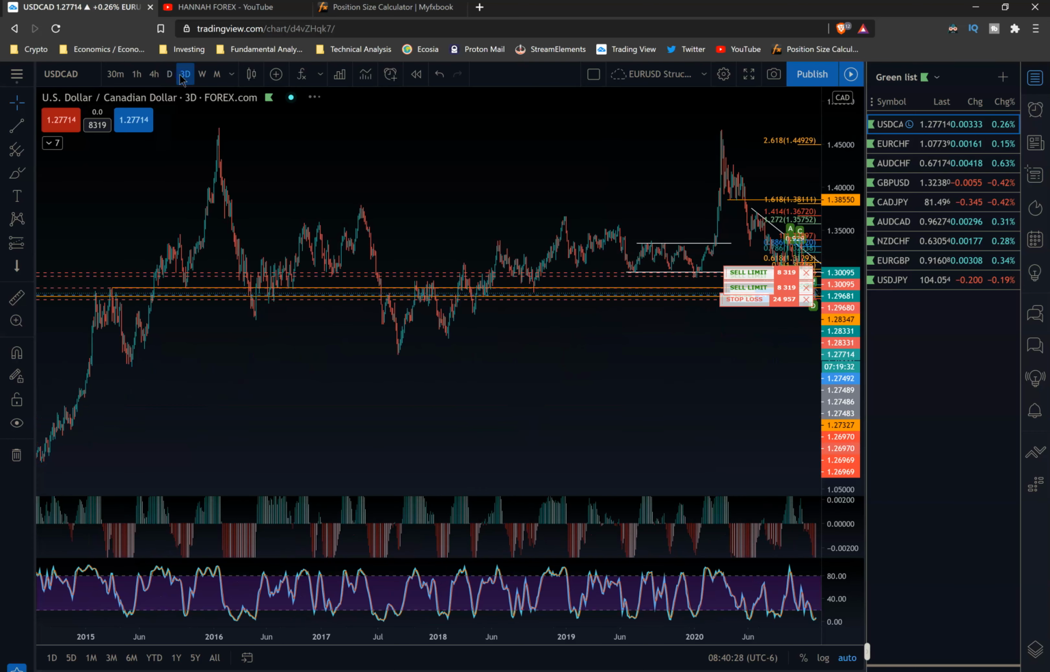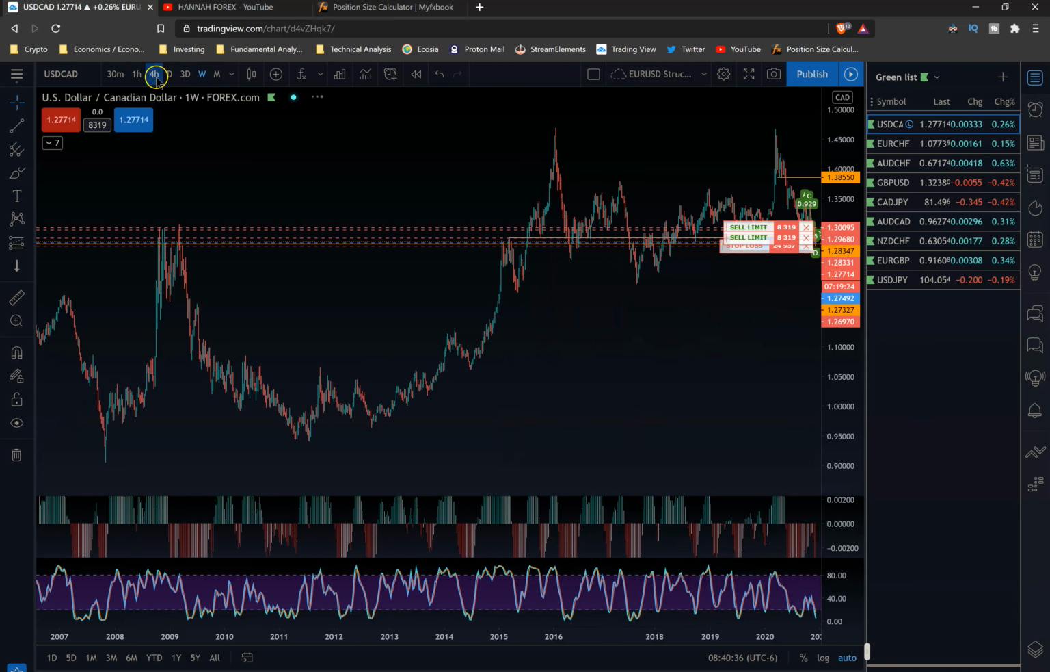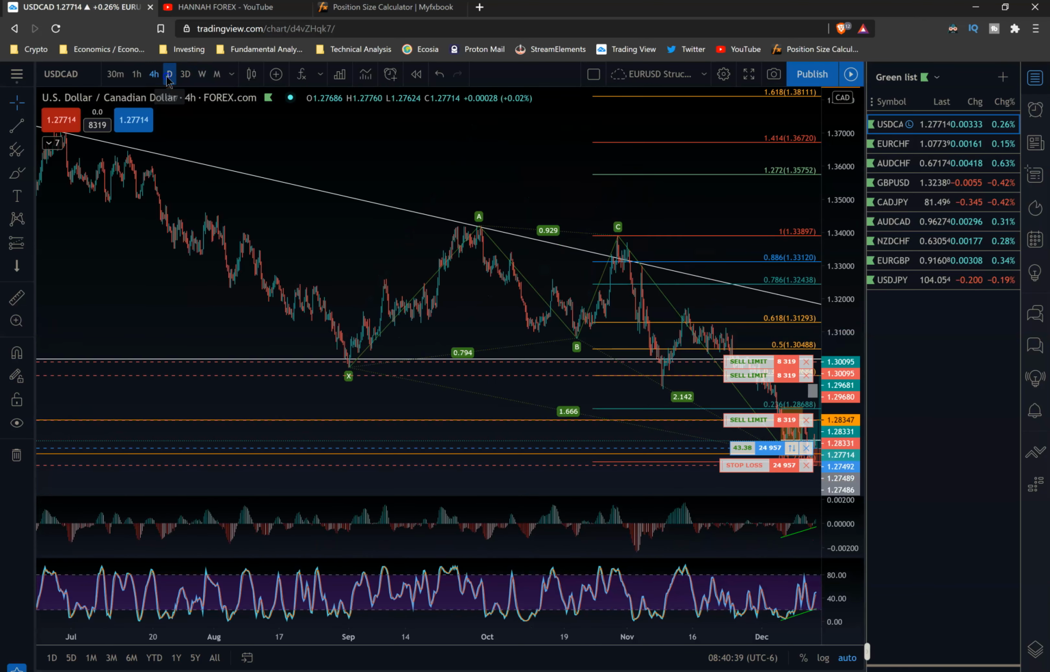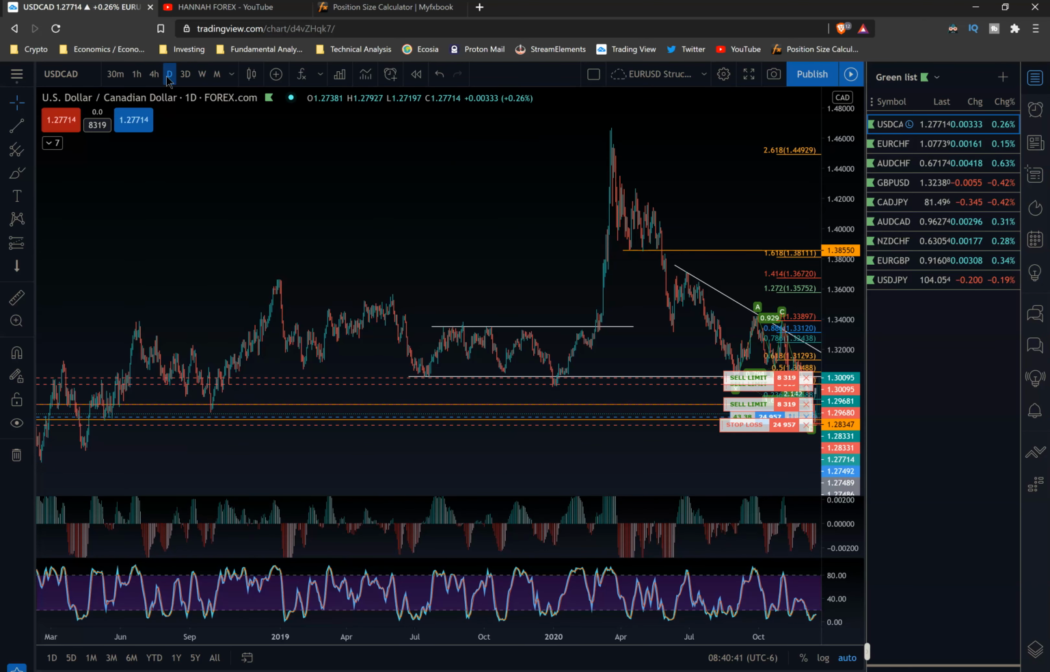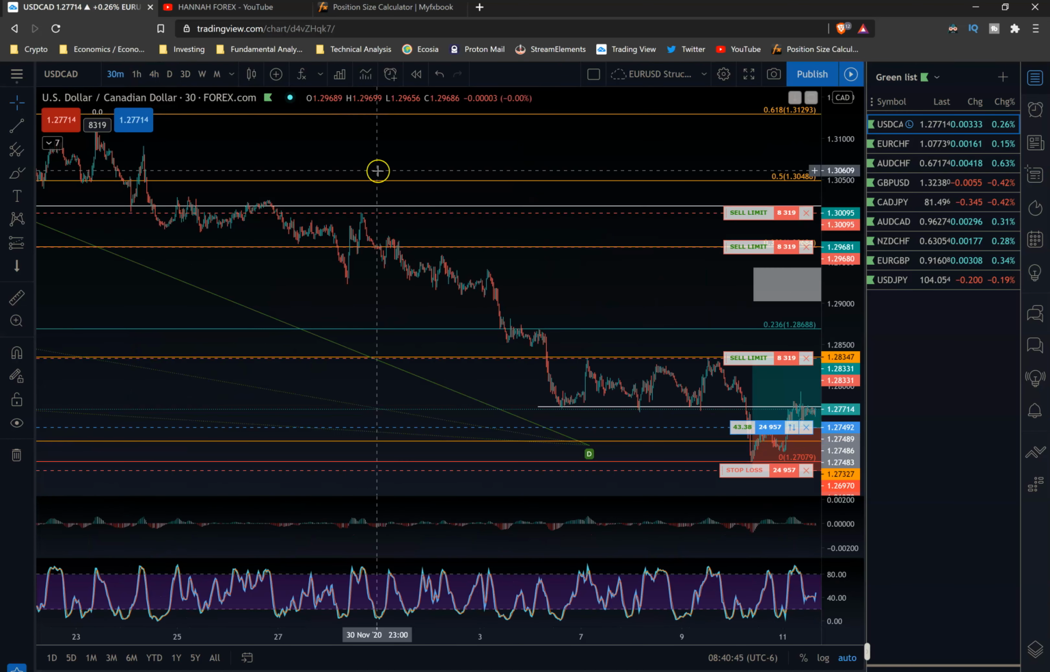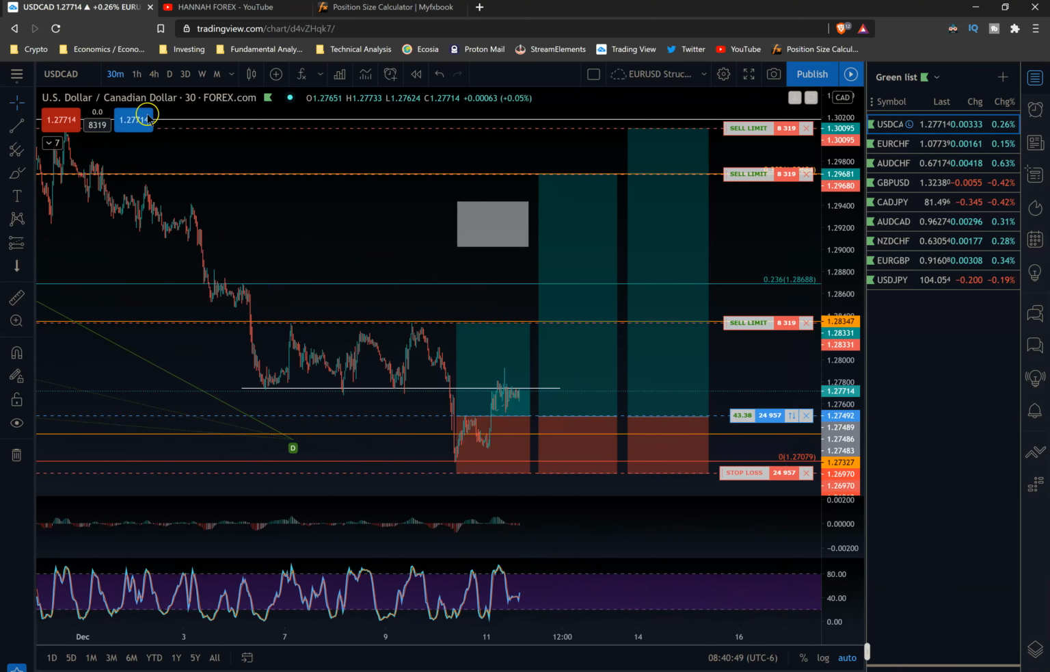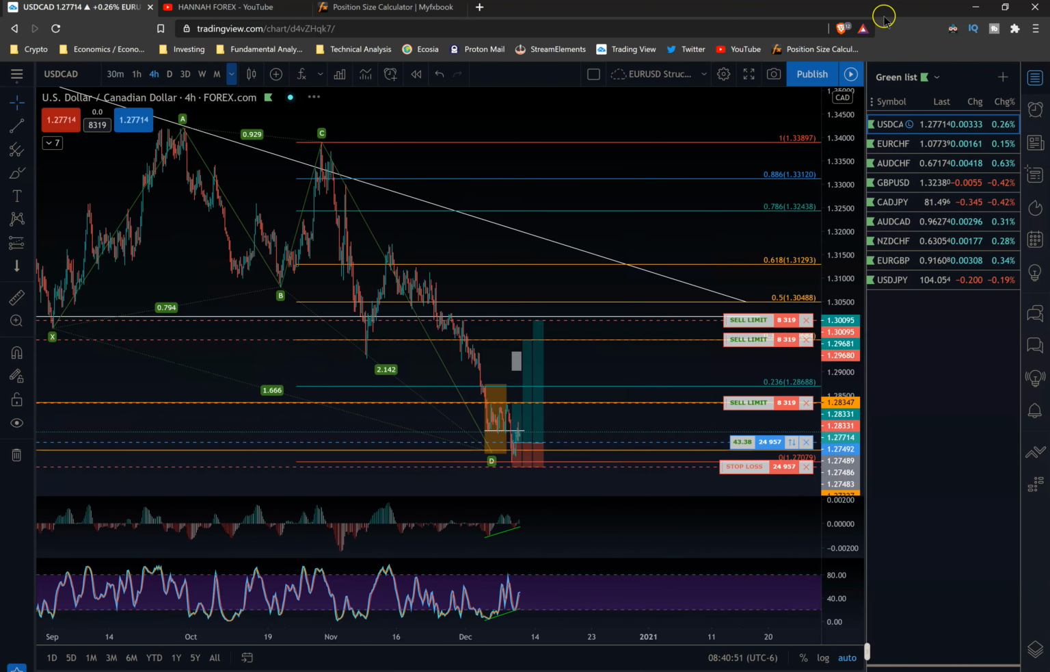I do multiple time frame analysis, but the 4-hour and the daily are the main time frames I look at to place trades. But let's go down to the 30 minutes so you can see a more clear view of my positions. So let's go to the 4-hour.